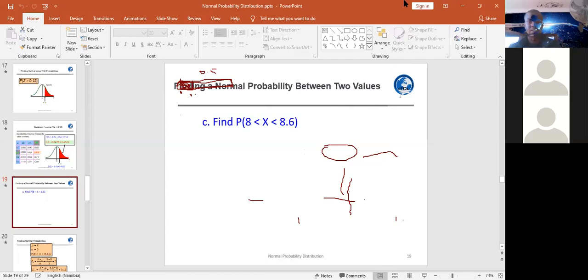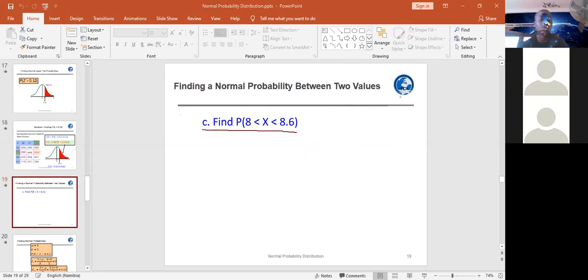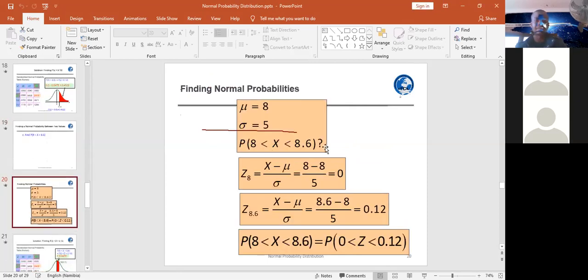Okay, you want to find that probability. Now, since there are two numbers, it's very simple. Just take the numbers and plot them, or put them into the formula. Okay, between 8 and 8.6.